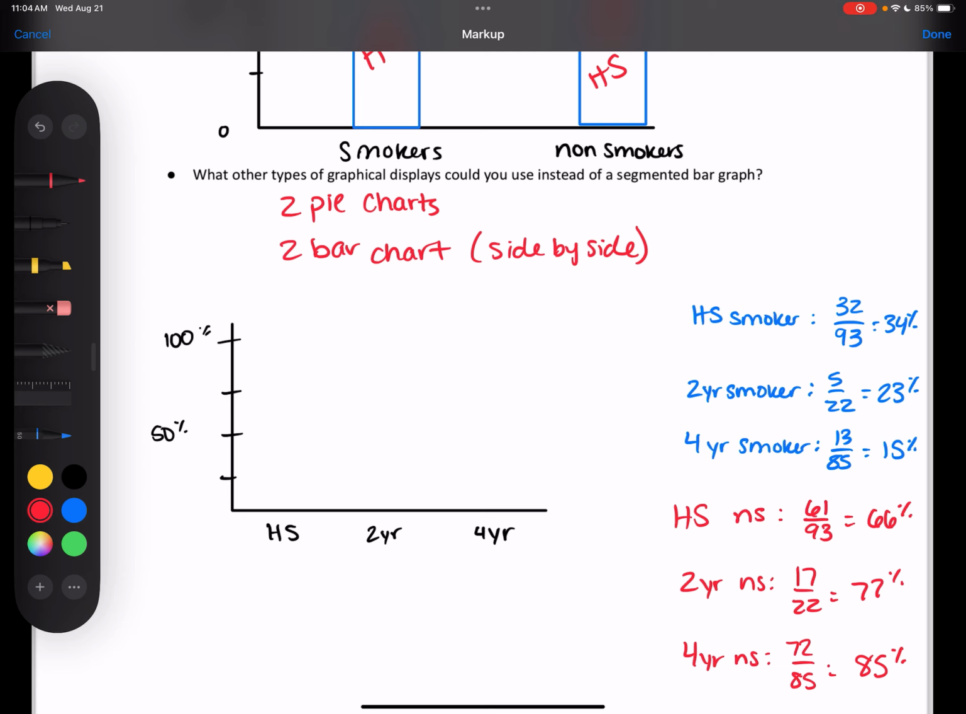Okay. The bell's about to ring, so we'll graph that tomorrow. And then we'll do the rest of the examples. Oh, wait, did I do it right? The graph? It looks like it. Okay. So yeah, you'll want to make sure you label smoker and non-smoker.